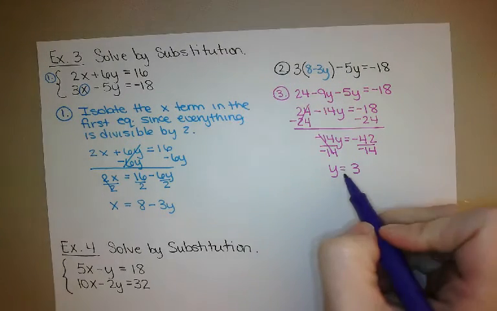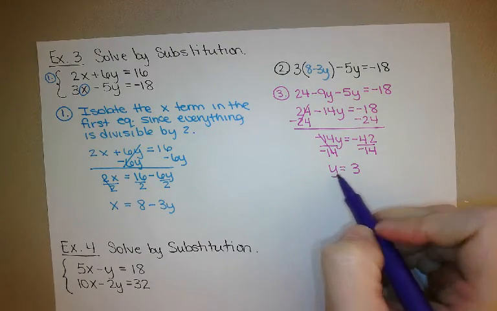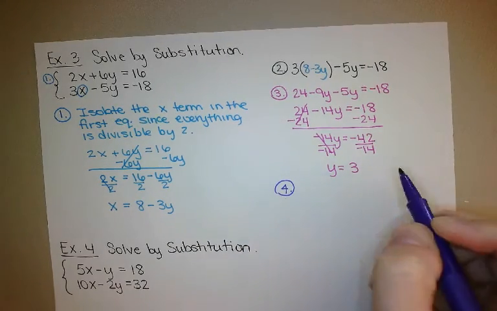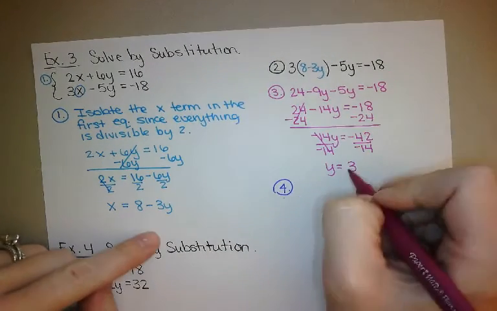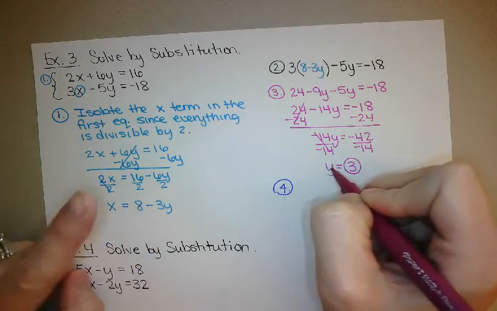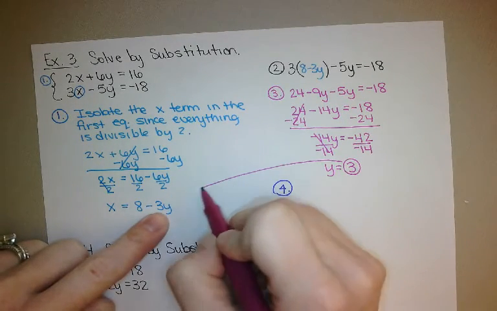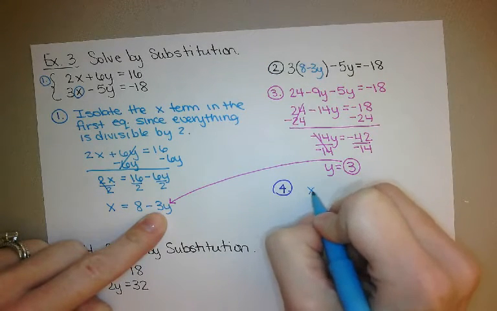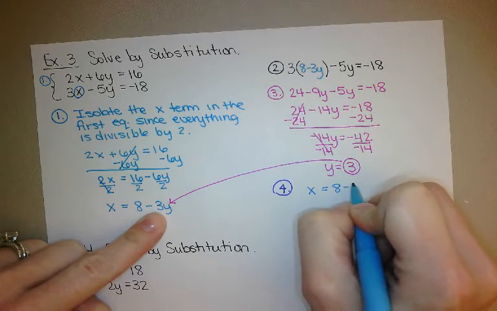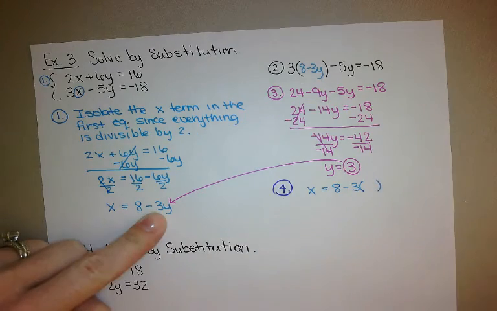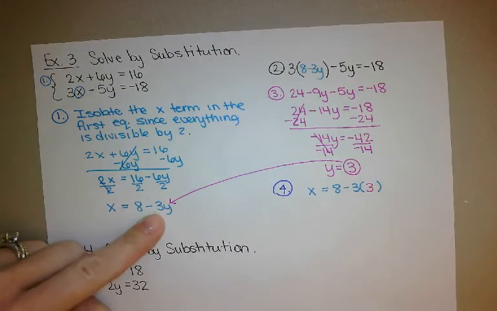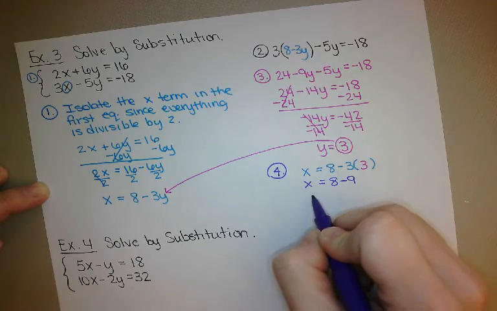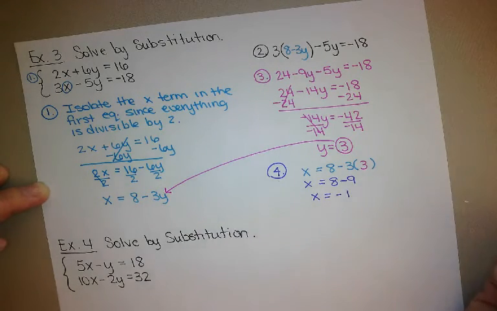So now that I have a solution for the y, I need to figure out what the x is going to be. Okay, so I'm going to substitute this in to the y from the equation from step 1. So I'm going to put it in that spot. Okay, so I'm going to say x equals 8 minus 3y, and our y was 3. And then I'm going to keep solving that. So I'm going to get x equals 8 minus 9. So our x is negative 1.